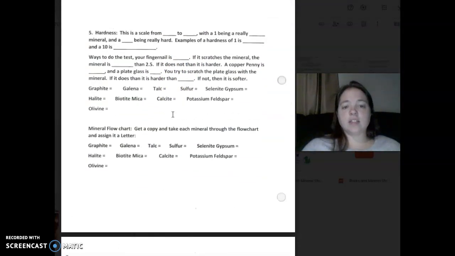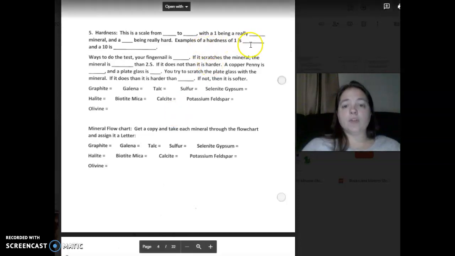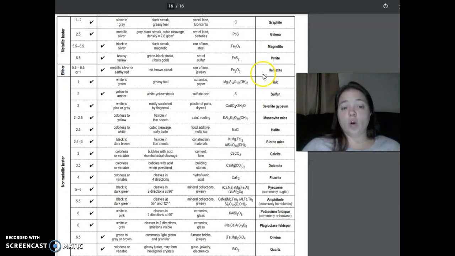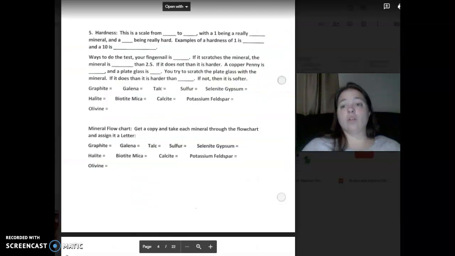Hardness. This is the scale from 1 to 10, with 1 being really soft and 10 being really, really hard. Remember, it's Mohs scale. Examples of hardness: for a 1, graphite, or even better, talc. And 10 is a diamond.